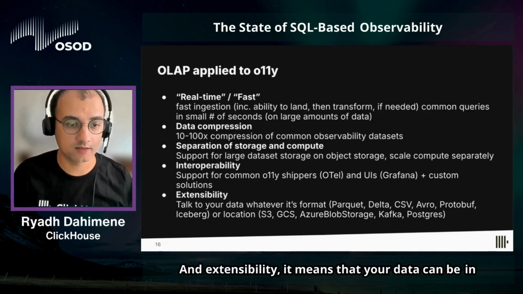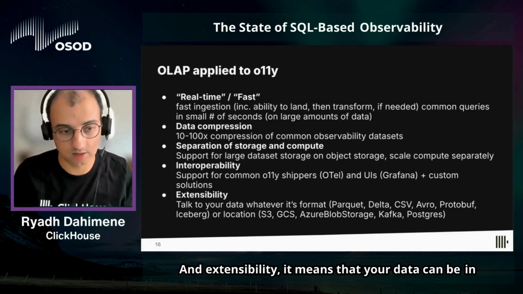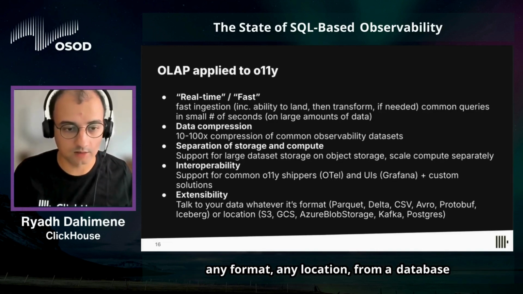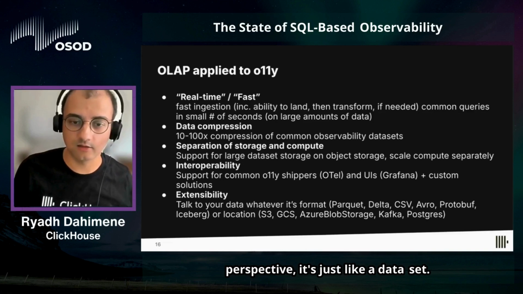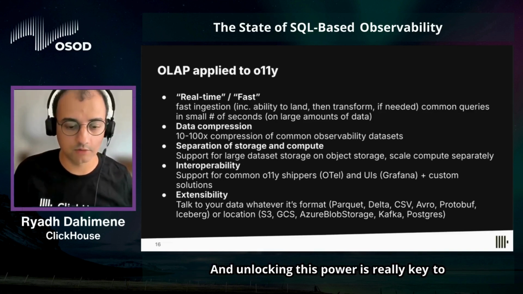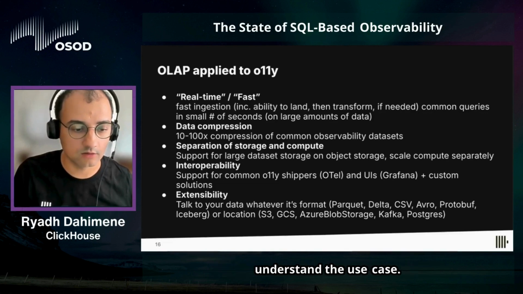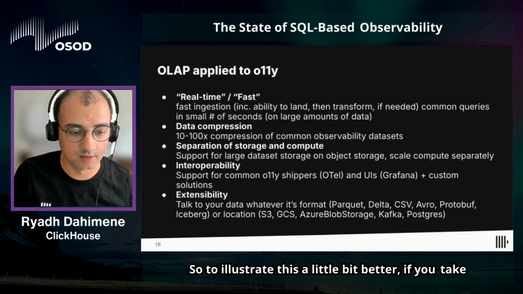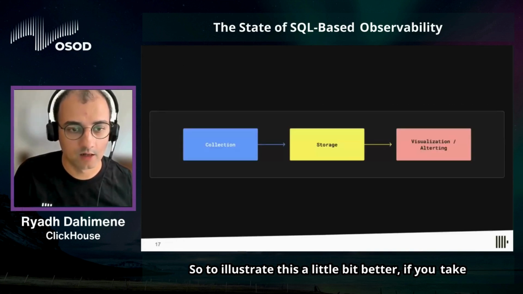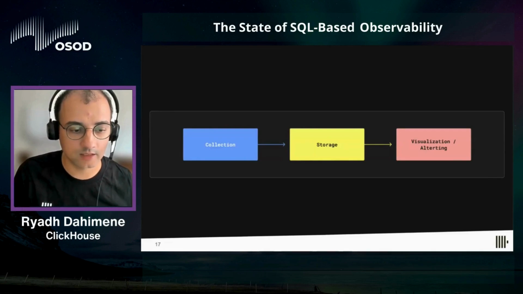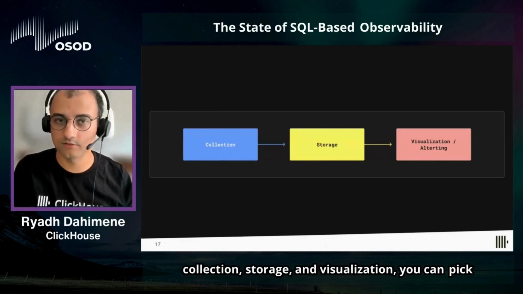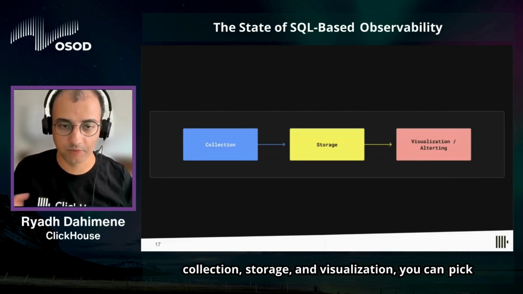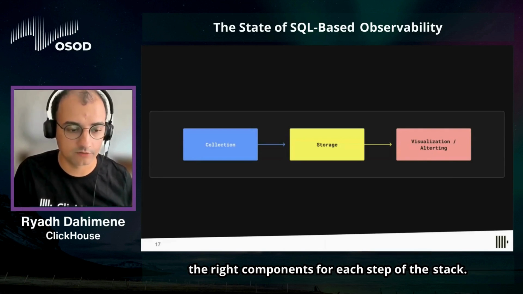And extensibility means that your data can be in any format, any location. From a database perspective, it's just like a data set, and unlocking this power is really key to understand the use case. So to illustrate this a little bit better, if you take a regular observability pipeline that consists of collection, storage, and visualization, you can pick the right components for each step of the stack.